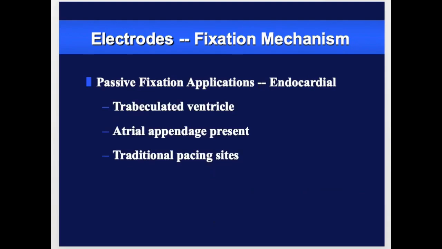The tines lodge within the trabeculae of the heart and provide acute and chronic stable electrode anchoring. Most patients have well-developed trabeculae in their ventricle. In the atrium, only the appendage is trabeculated. Therefore, a preformed J-shaped passive fixation lead is required.